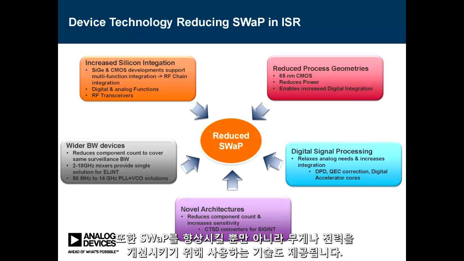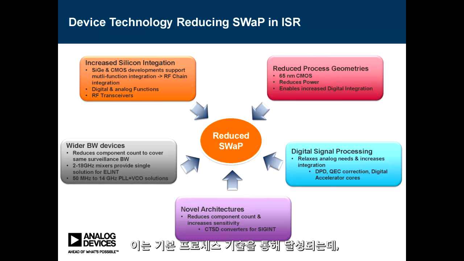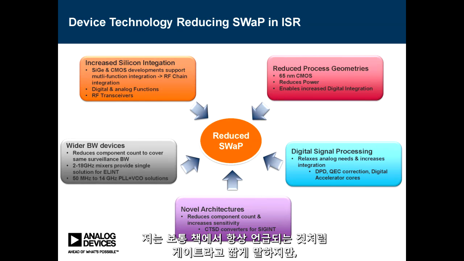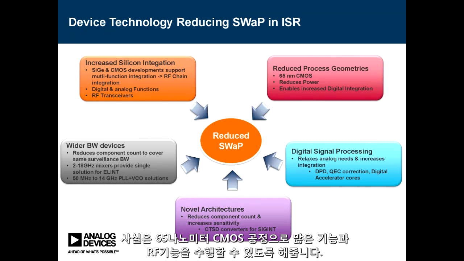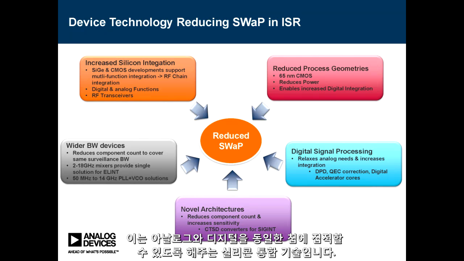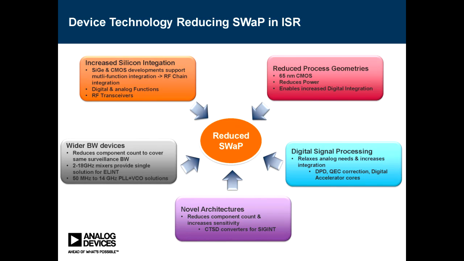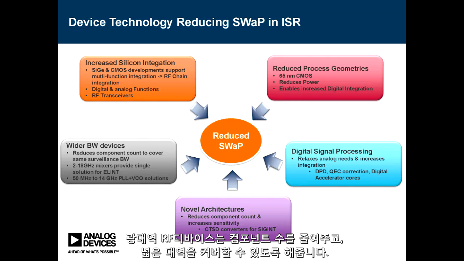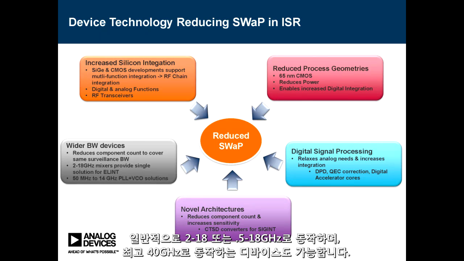So the technologies that we use to improve SWaP, size, weight, and power, for example, are available to us. We start with the basic process technology, which are the, short, I'm going to say gates because I've always migrated, but the 65 nanometer CMOS lets you do a lot of functions, lets you do RF functions. It enables integration of analog and digital on the same chip. That's silicon integration. The wideband RF devices reduce component count. It lets us cover the widebands. Typically, we're doing 2 to 18 or 0.5 to 18 gigahertz, sometimes up to 40 gigahertz. So devices that we have facilitate that.